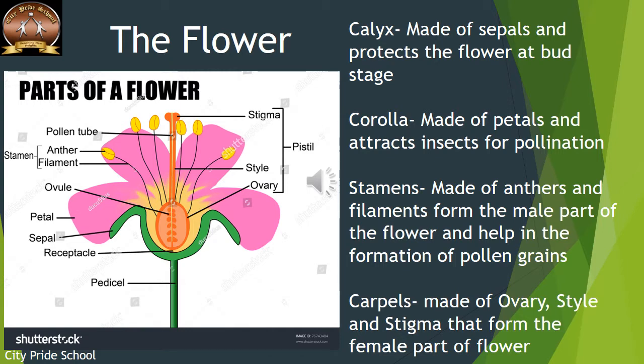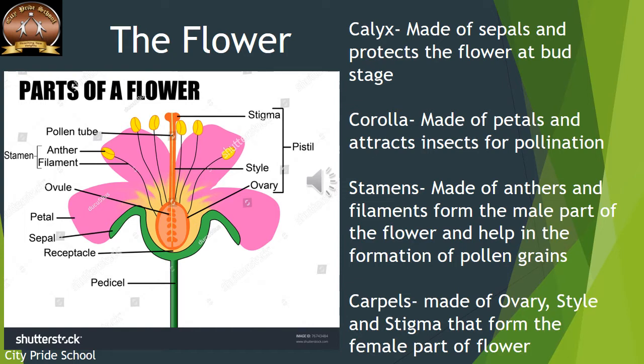First of all, the stalk with which the flower is attached to the stem is called the pedicel. Then there is a flat base-like structure called the receptacle or the thalamus, on which all the whorls of the flower are arranged. Here comes the outermost whorl, that's the sepal. You can see here it's given as calyx. So sepals make up the calyx, or you can say calyx is made of sepals, which protects the flower at the bud stage.